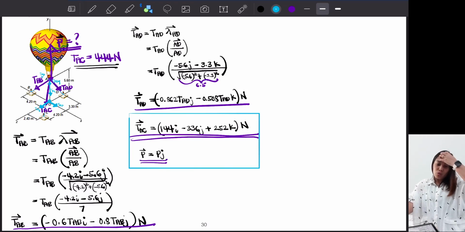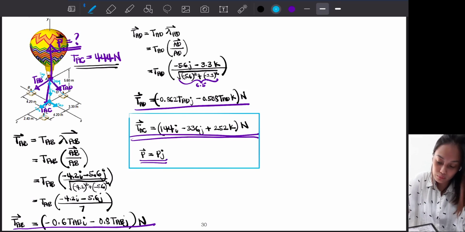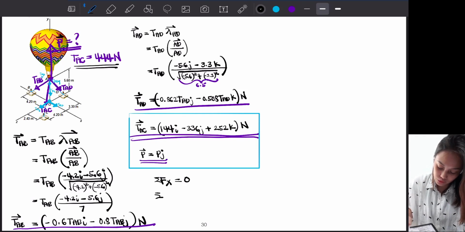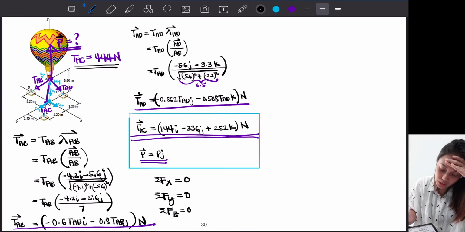Okay, so in order to solve for the unknown value ng P, we need to use the equations of equilibrium. So, kailangan nato summation of forces along x equals 0, summation of forces along y equals 0, summation of forces along z equal to 0. Ang atong unknown, iyahang component is along y. So, pwede lang paulahin natin siya.